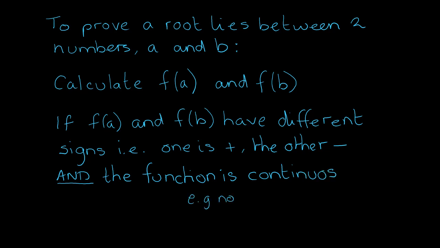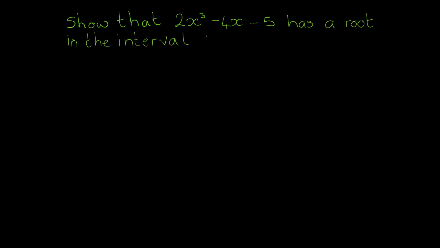So an example of a function that wouldn't be continuous would be tan x, which is not joined up, i.e. not continuous. Show that 2x cubed minus 4x minus 5 has a root in the interval 1.8 to 1.9.